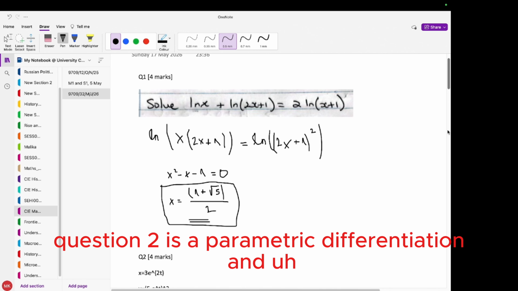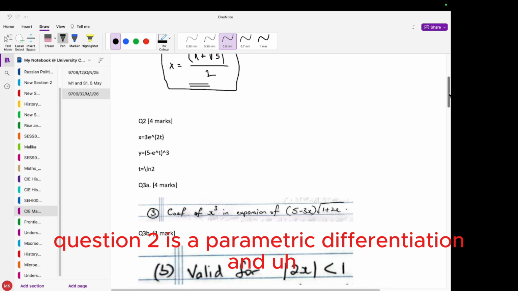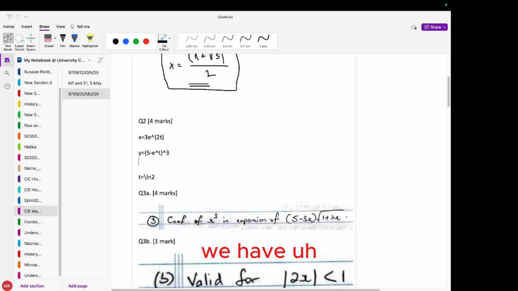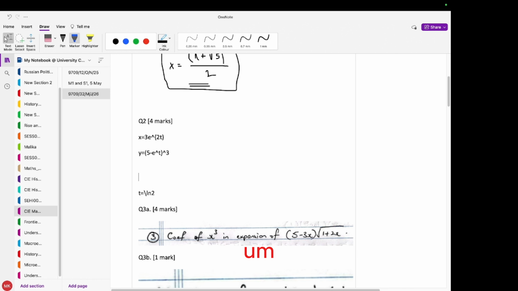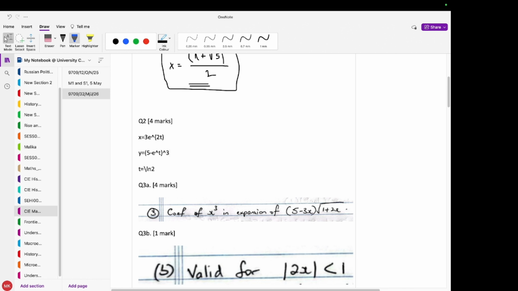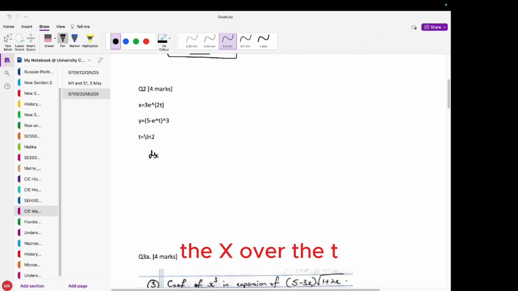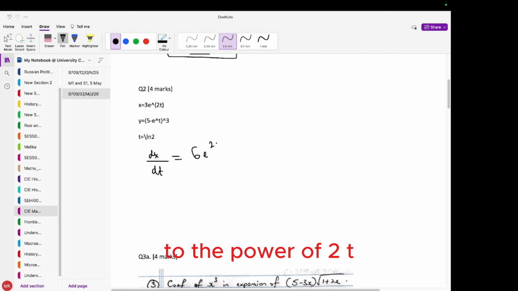Question 2 is parametric differentiation, and we have the following information based on which we need to do. dx over dt is equal to 6e to the power of 2t.